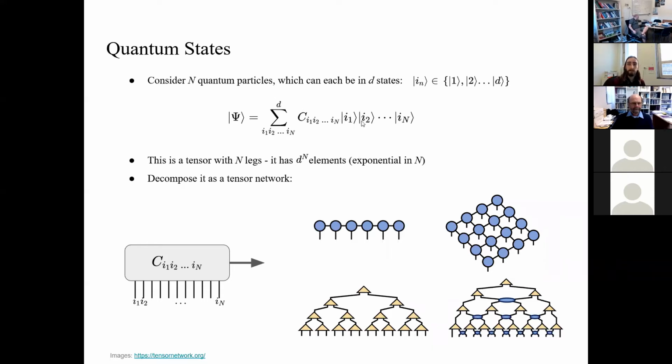The quantum state of n particles can be written in this way, where C is a tensor with n legs. The number of elements in a tensor grows exponentially with the number of legs, so storing all of the elements in C, this wave function, becomes impossible very quickly. So tensor networks try to solve this problem by decomposing this single huge tensor as a tensor network containing many small tensors and only polynomially many parameters.